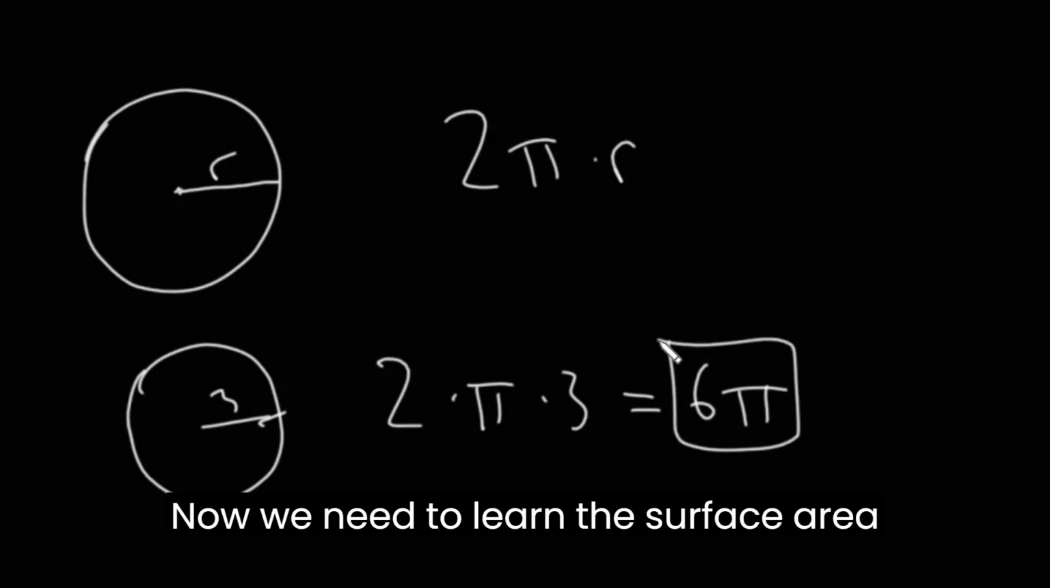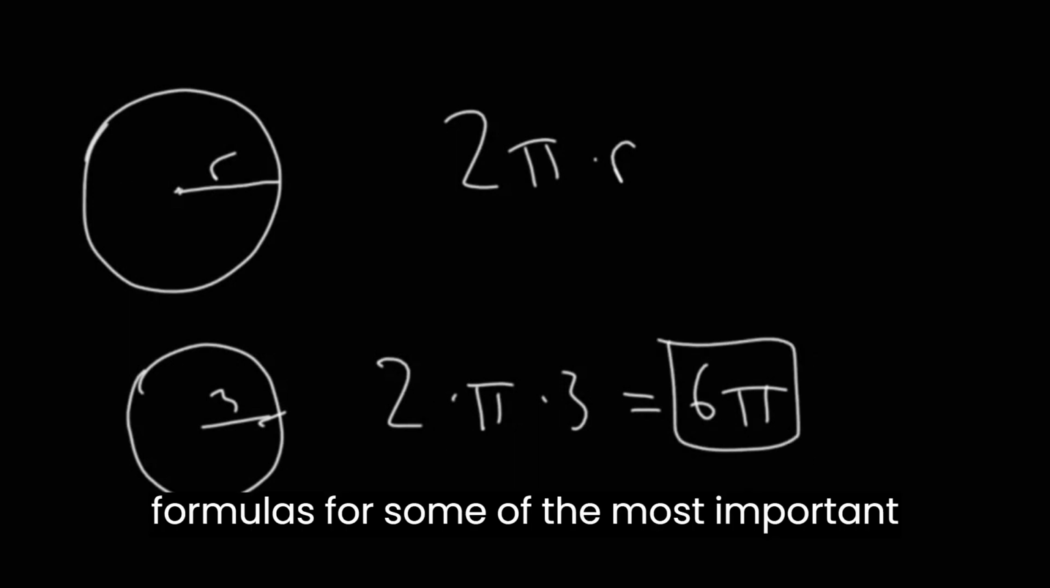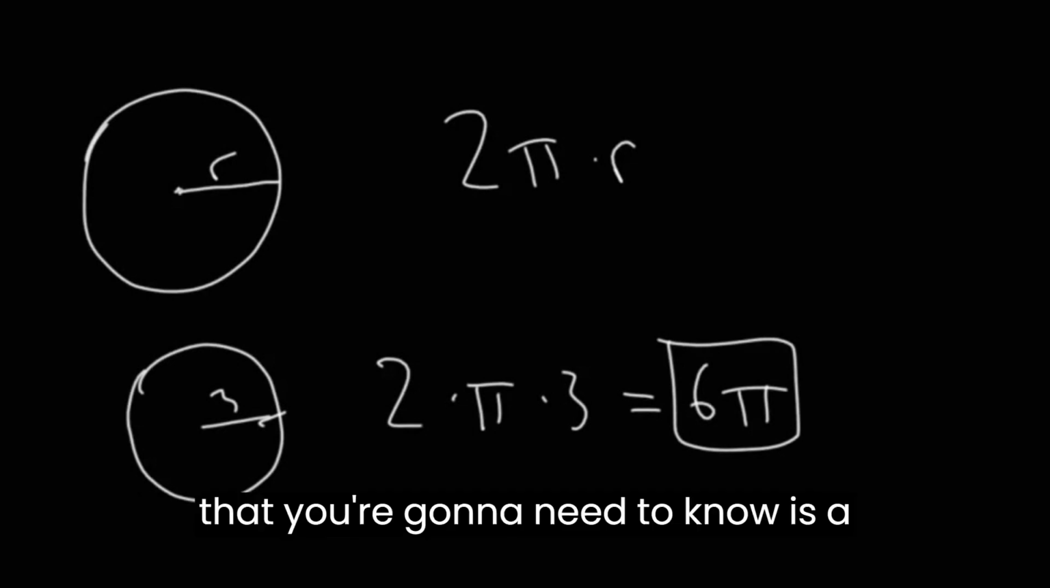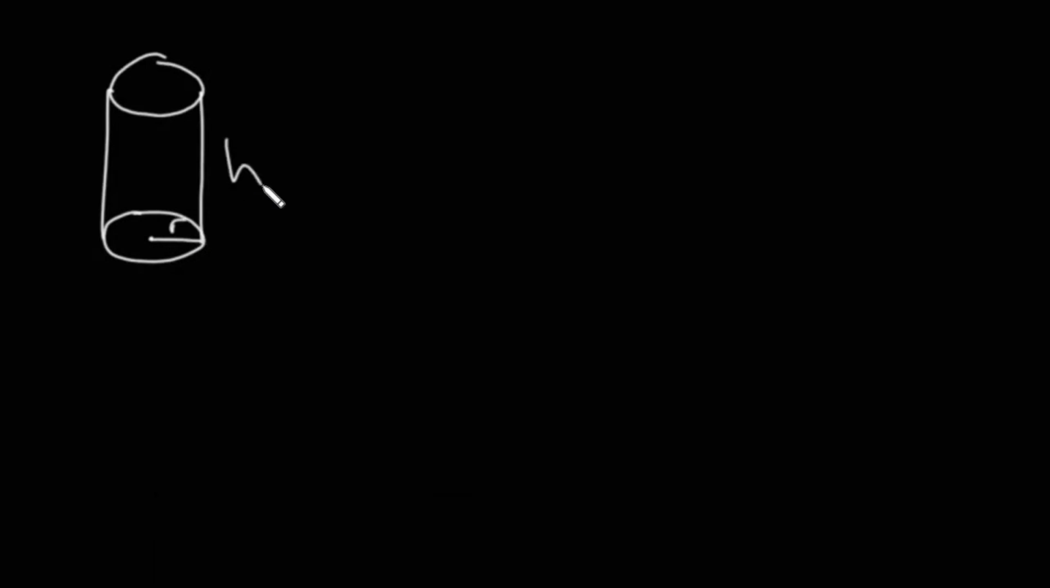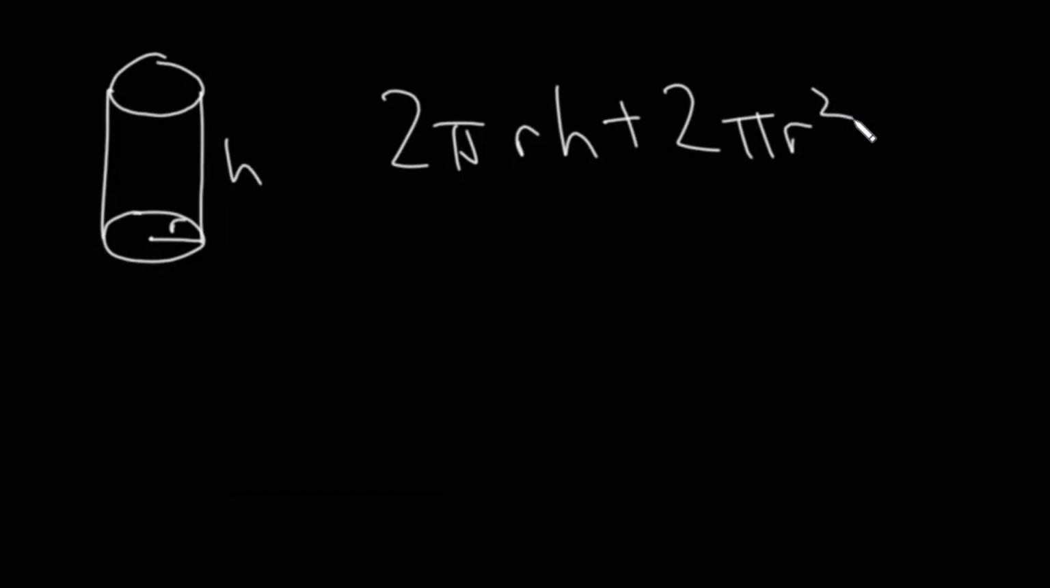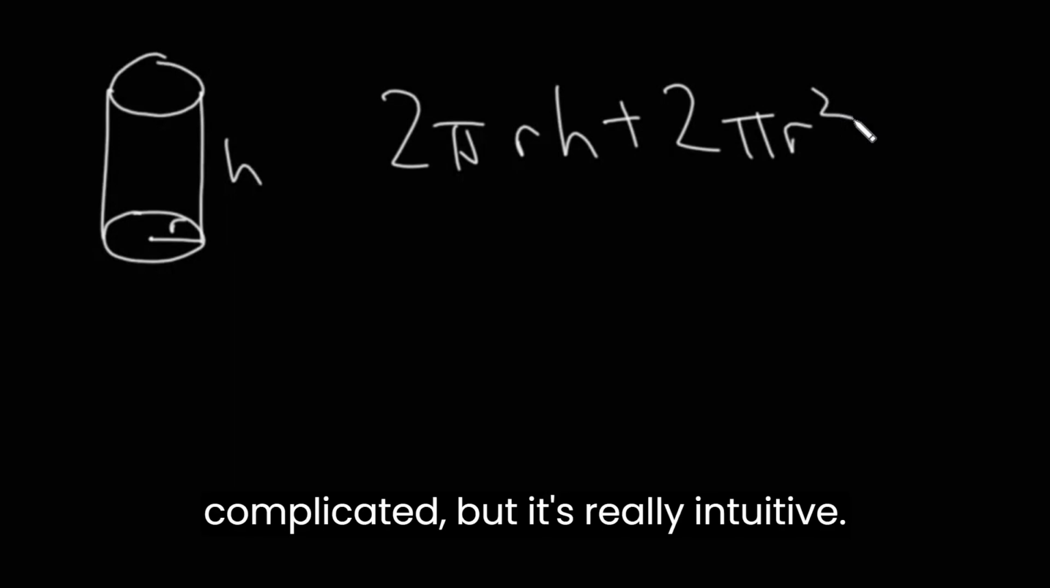Now, we need to learn the surface area formulas for some of the most important three-dimensional shapes. The first shape that you're going to need to know is a cylinder. For a cylinder, we're going to have to know the radius and the height. The formula for a cylinder is 2 pi r h plus 2 pi r squared. This might seem really complicated, but it's really intuitive.